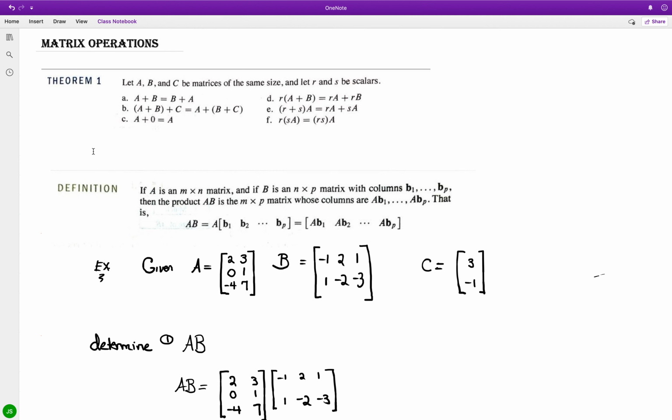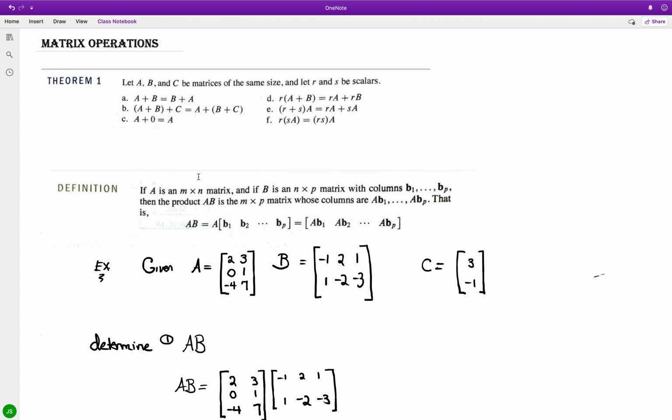Say we have three matrices, A, B, and C, of the same size, and let R and S be scalars. In this case, we have the commutative property of addition as well as the associative property of addition. We also have the zero property, respectively, with parts A, B, and C. And utilizing scalars R and S, we have the distributive properties in sections D and E regarding matrices.